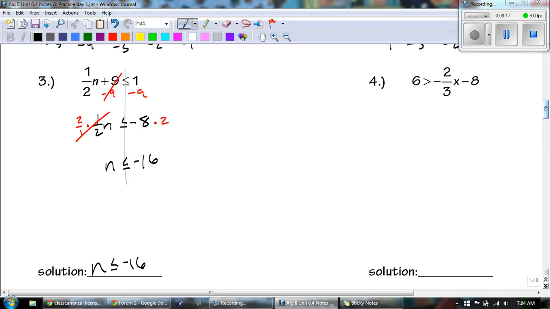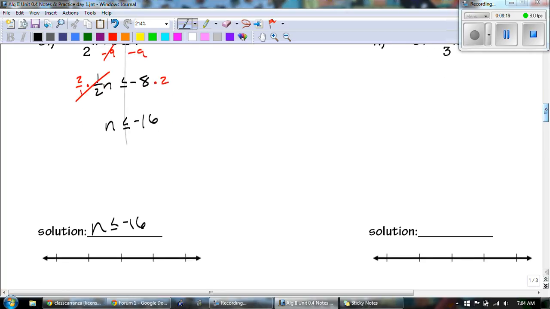Just like we said, since I'm multiplying by a positive, I don't have to change anything. -16 goes in the middle. Numbers to the right get larger, to the left get smaller. At -16, I am closed. Okay, I'm closed because the line is underneath, so it's less than or equal to. And since it's less than, we're going to shade everything to the left.